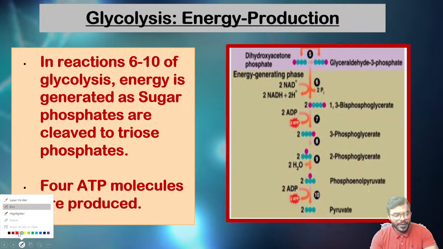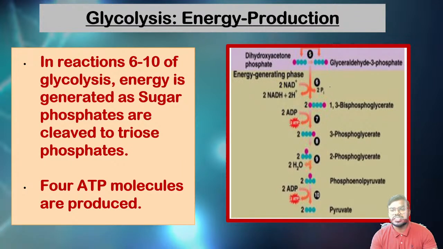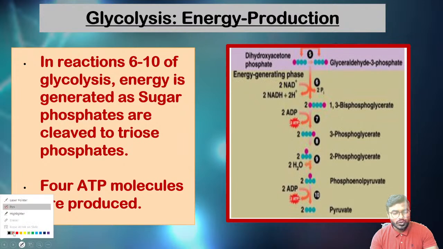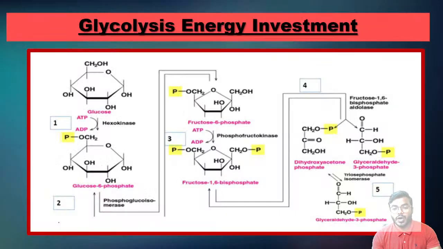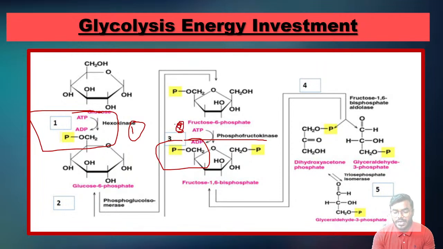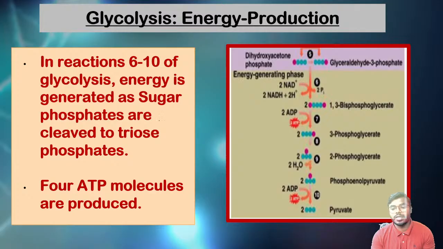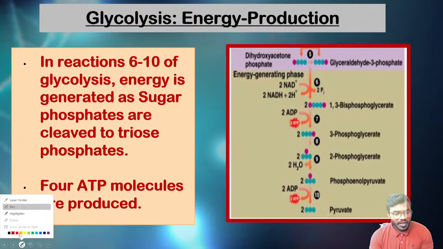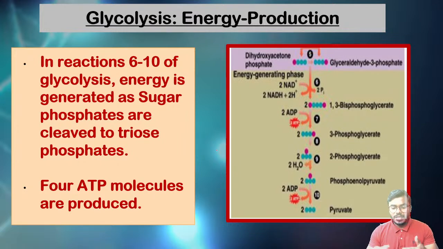Now all the students pay attention. The steps 6 to 10, what do we call steps 6 to 10? Energy pay-off. You only tell me how many ATP we spent in the first 2 steps. We have spent 1 ATP in the first step, and in the third step, we have spent another ATP. Correct? So in total, how many ATP did we spend? We spent 2 ATP molecules. Now, whatever ATP we spent, we are getting that ATP back. Along with that ATP, we are getting the profit also.